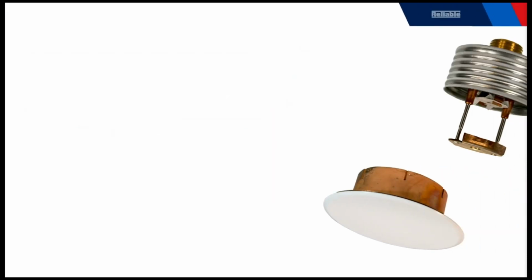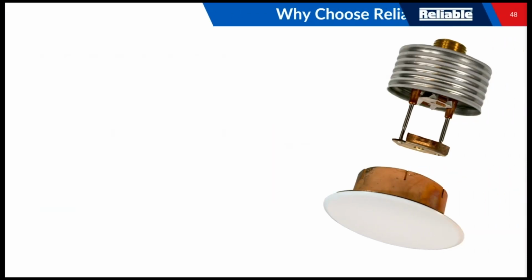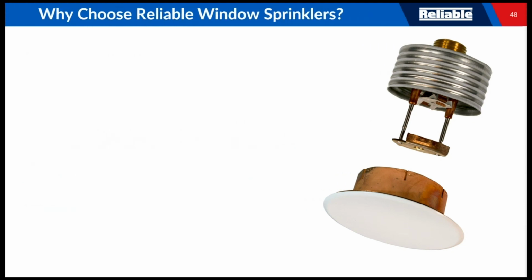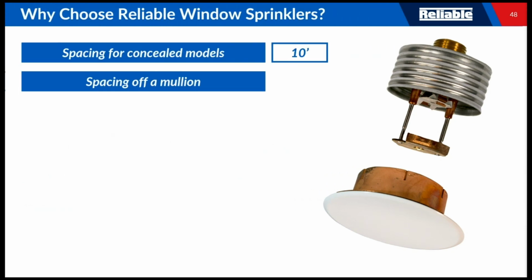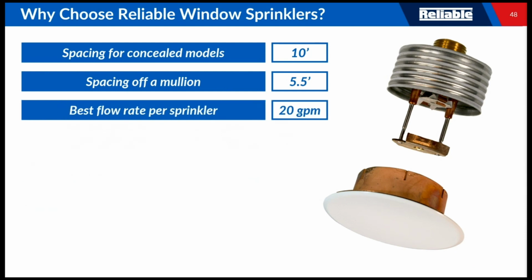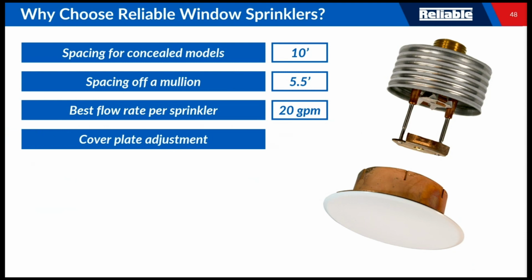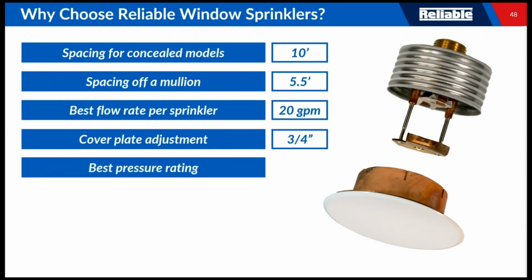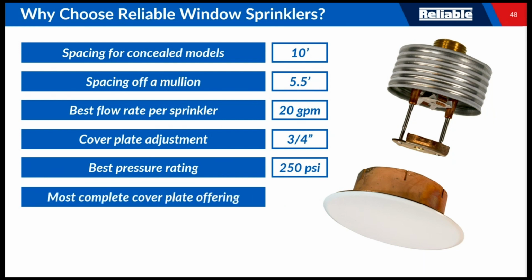When it comes to our concealed sprinklers, we offer spacing that goes all the way up to 10 feet for a product like this. We have spacing off of a mullion, 5.5 feet. Best flow rate per sprinkler at 20 gallons per minute. Cover plate that goes all the way up to 3/4 inches of adjustment. We have the best pressure rating for this product at 250 psi, and by far the most complete cover plate offering to blend this in with a ceiling.